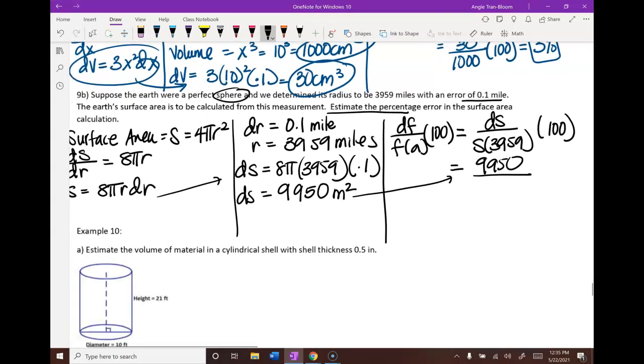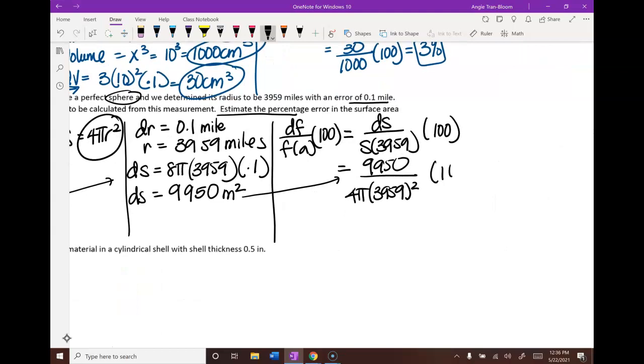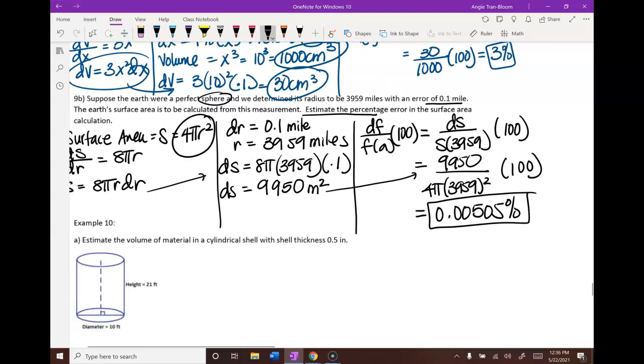Let's see, when we want to plug in S of the radius of 3959, so that's going to be this formula. So hold on tight, okay? 4 times pi, 3959 squared. And I'm definitely going to need a calculator. I need to multiply by 100. So with my calculator, it's going to be super tiny because you got 3959 squared in the bottom. 0.00505%. So the change is really, really small. All right, guys. So that's it.